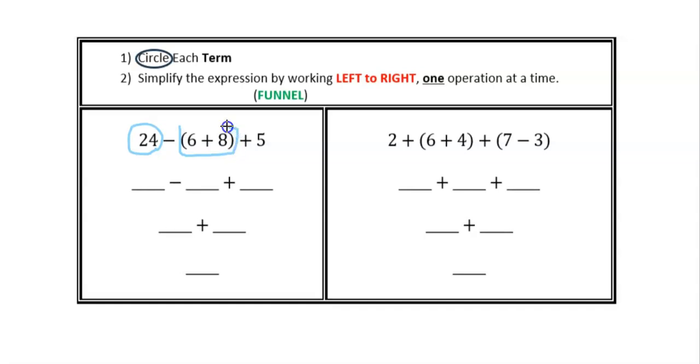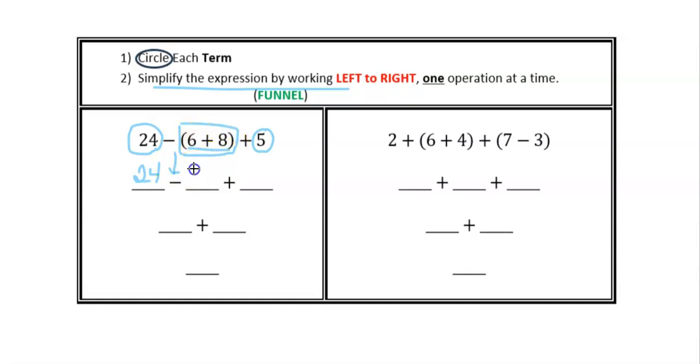This is its own term. It's grouped with that parenthesis, and this is a term. Now I'm going to work left to right. I'm going to simplify left to right, hitting one term at a time. Well, the 24 is already in its simplest form. I bring the minus sign down, and now this nested term needs to be simplified.